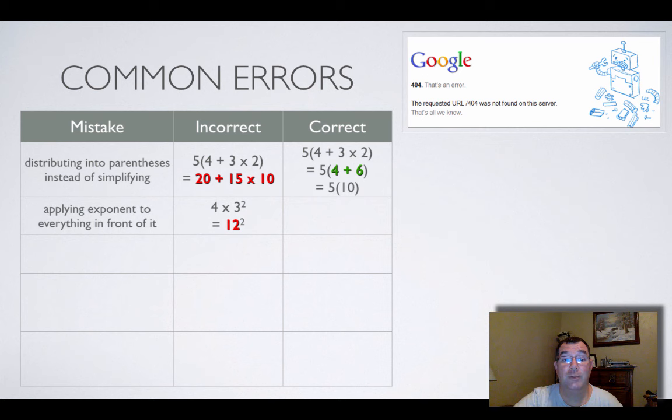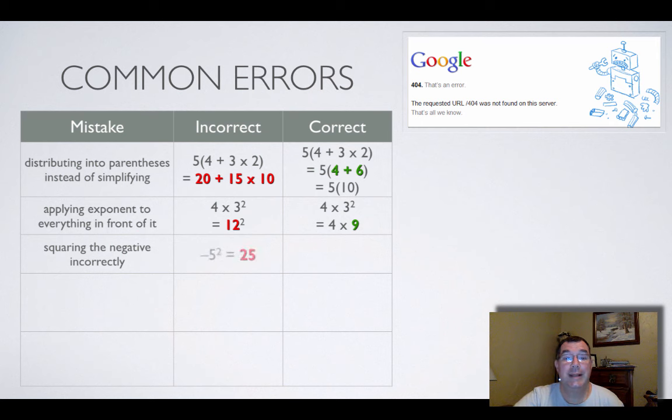Another thing people will do, they will apply an exponent to everything that's in front of it. So they will do 4 times 3 squared. Well, that squared, that little 2, only applies to the 3, not the 4. So you don't really mean to do 12 squared. So don't read those from left to right. The exponent only applies to what's immediately in front of it. So 4 times 3 squared is actually only 4 times 9, which is 36. And that's not 12 squared.